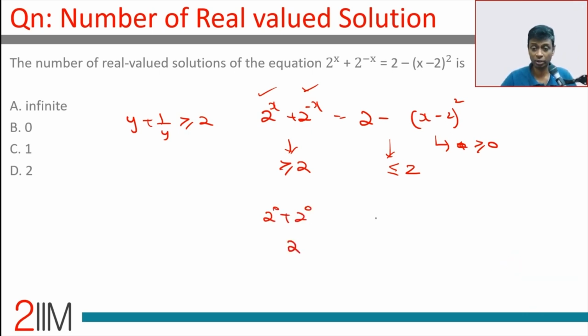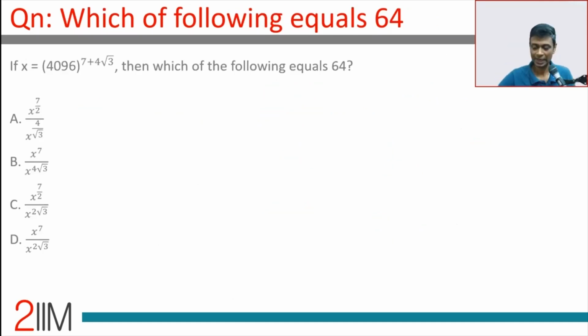But if you put x equal to 2 here, we get 2 minus 2 square, 2 minus 4 equal to minus 2. It doesn't work. This will go to 0 when x is 2. At that time, this is not 0. So there's no case where this is equal to 2 and this is equal to 2, or we'll have 0 real valued solutions to this. X equals 4096 to the power 7 plus 4 root 3.